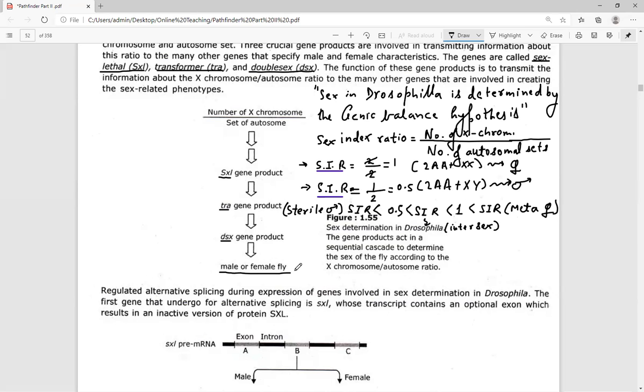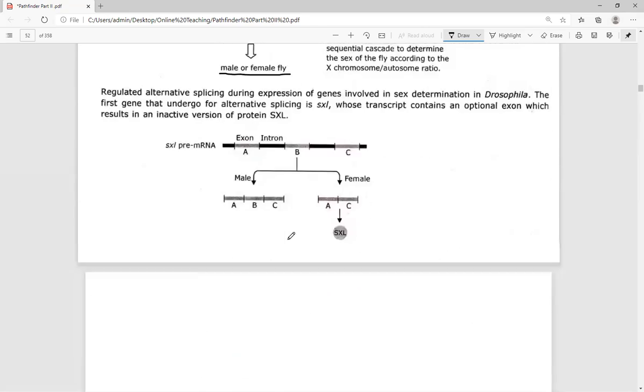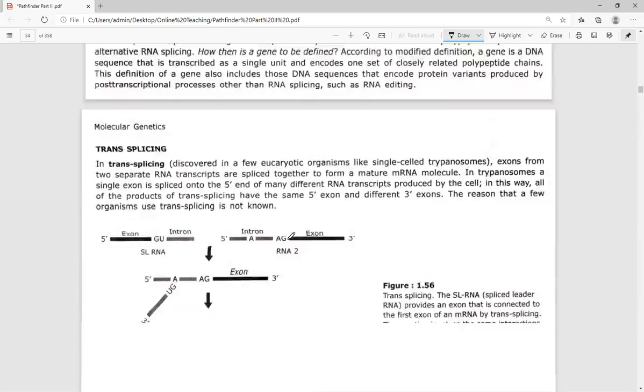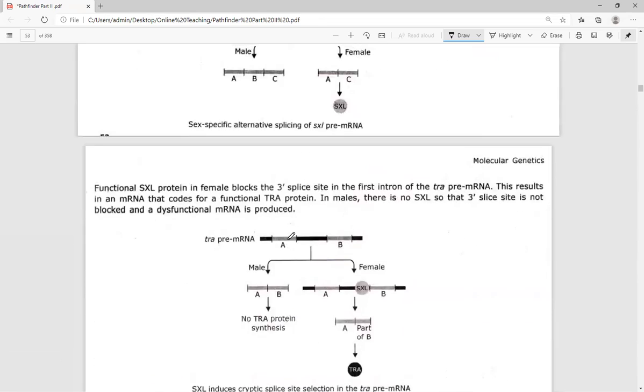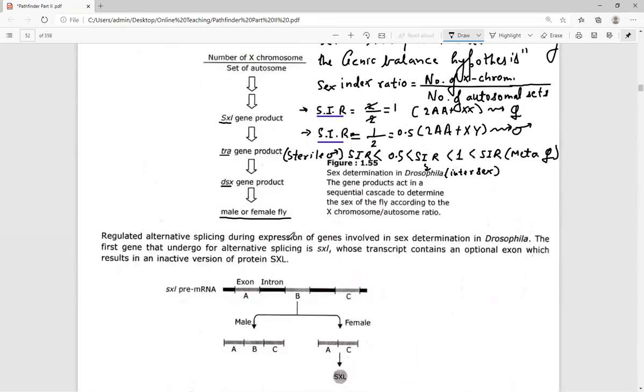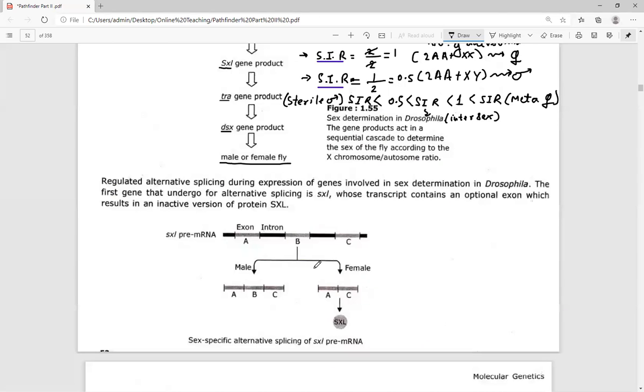Now, how is this entire process regulated? Please have a look here. It is very beautifully described here, as well as in your book, that either alternate splicing or normal splicing takes place. See, when the SIR, sex index ratio, is equivalent to half, or 0.5, then normal splicing takes place.